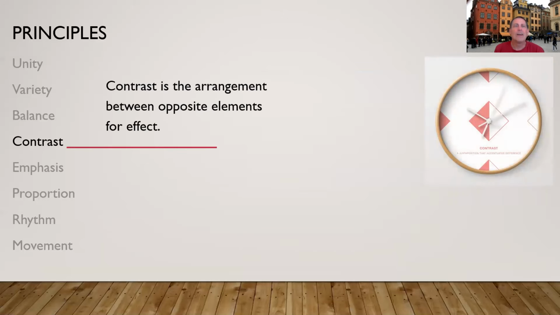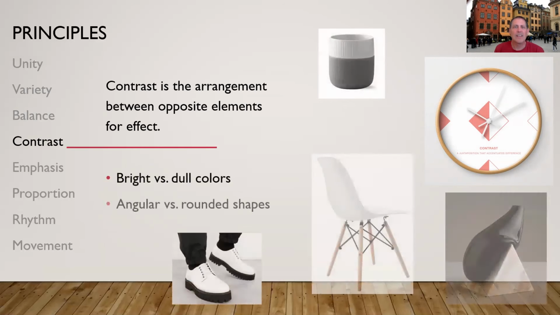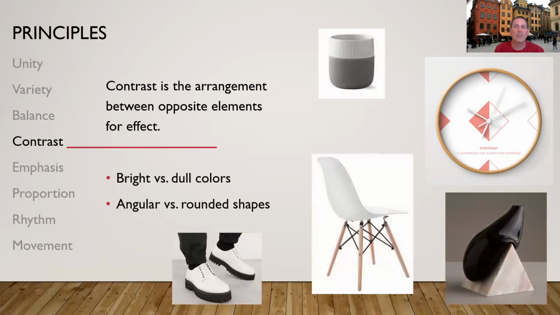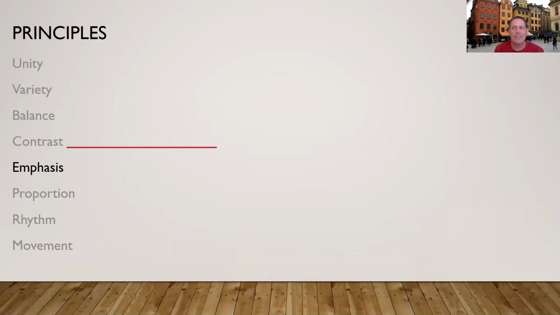This is sort of the opposite of balance. You have opposite elements for specific effect, like dark colors with light colors, or soft or organic shapes with hard or sharp shapes. And that can create some complexity in your design, which can be a good thing or it can be an annoying thing. You need to be careful how you're using contrast. Contrast is often used for emphasis, which is the next principle.